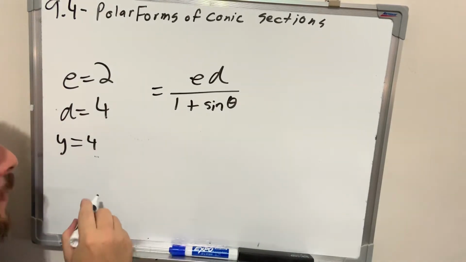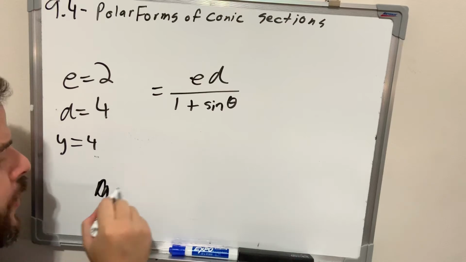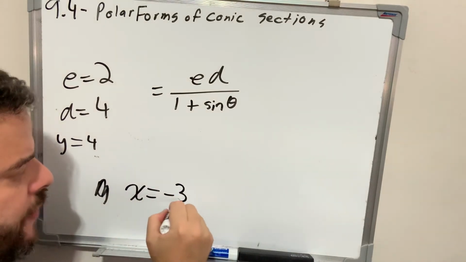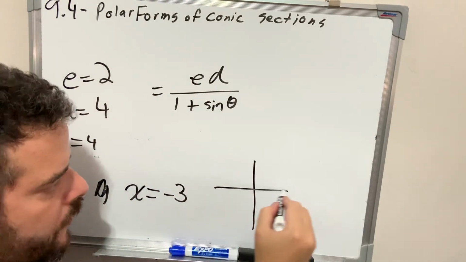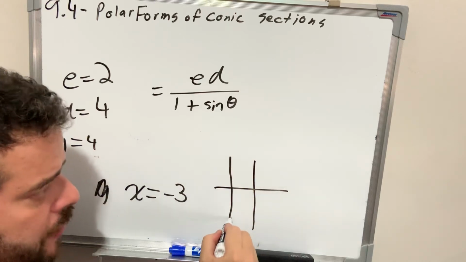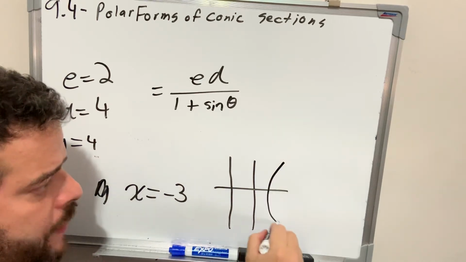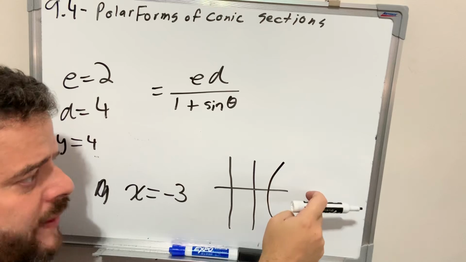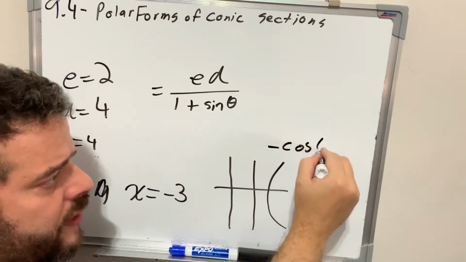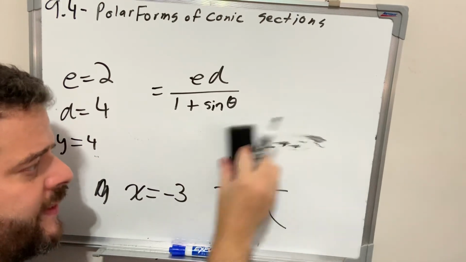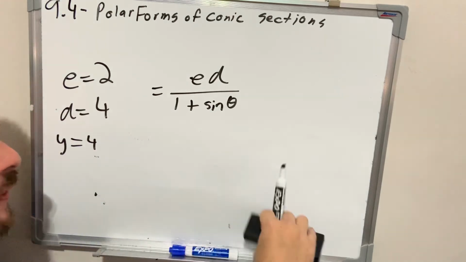Let's give you guys another example. Let's say they tell you that the directrix is the line x equals negative 3. This is the line x equals negative 3. That means my shape has to be somewhere like this. Since it opens like this, it's minus cosine theta. Make sure you practice that a little bit. That is the most difficult part.